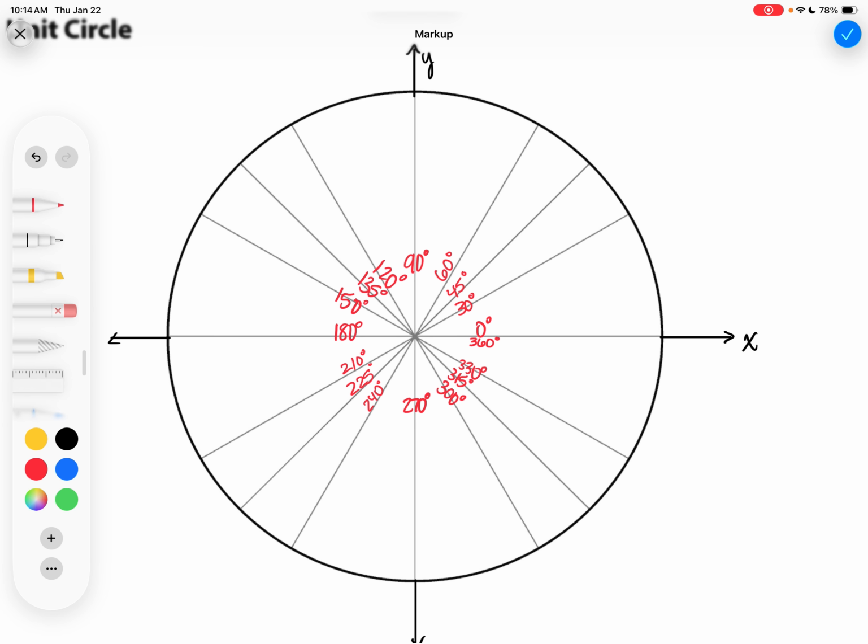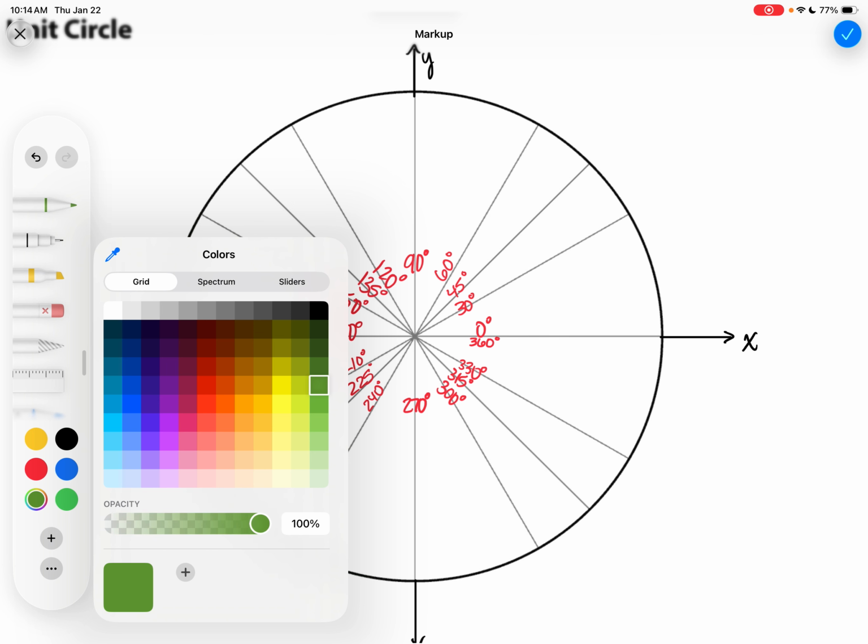What? Are we on a different color? Yes. Noted. So, again, we start with 0. Which, again, why did it not change my color? What is happening? I chose a different color.